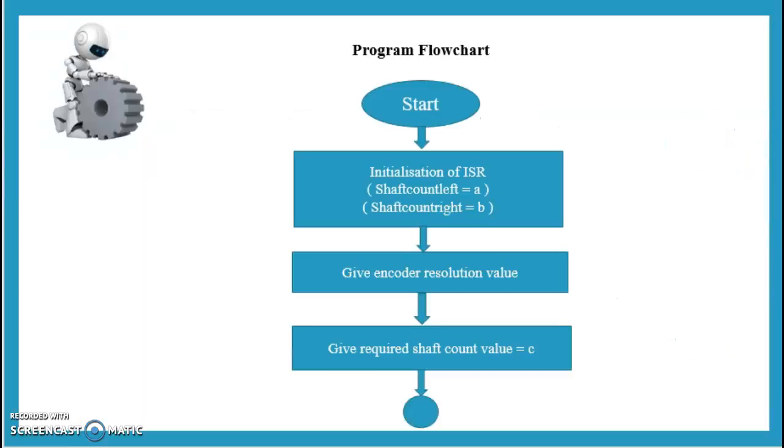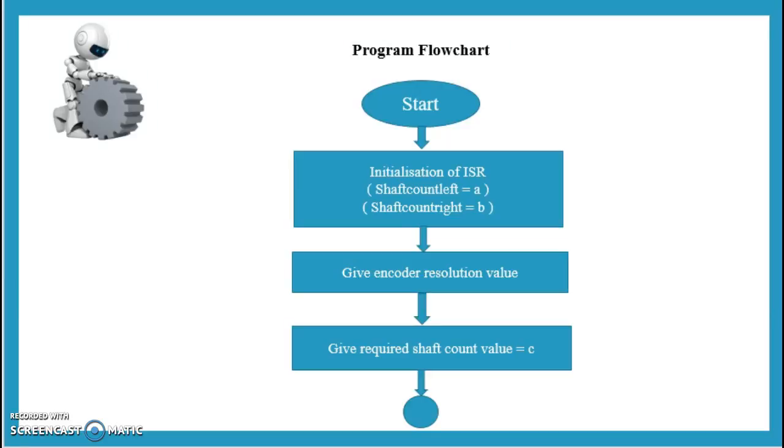Now if we want to write a program for the position encoder, here is the flow chart for the program. First is the start, second is the initialization of ISR. ISR stands for interrupt service routine. We are using ISR for writing our program. Then we initialize the shaft count left equal to A and shaft count right equal to B. Here A stands for the left shaft position count and B stands for the right shaft position count.